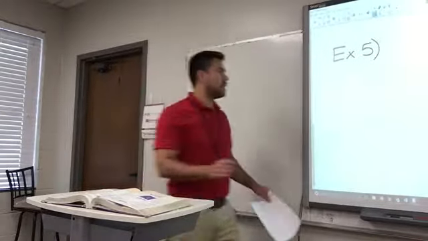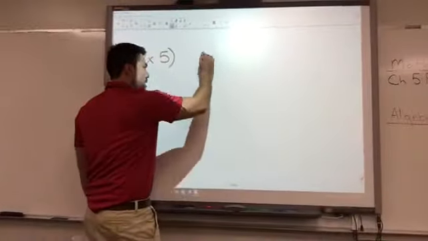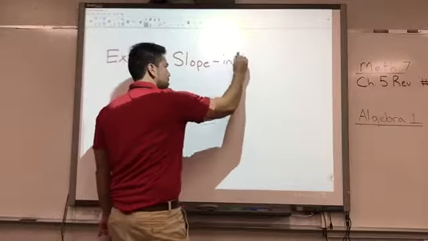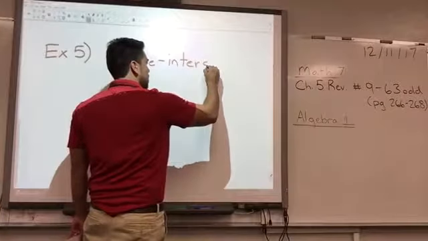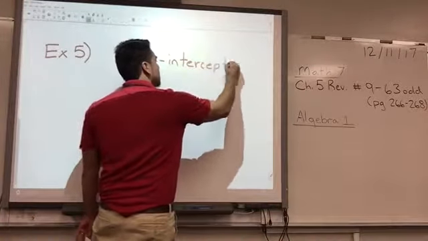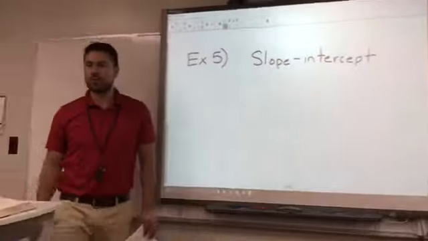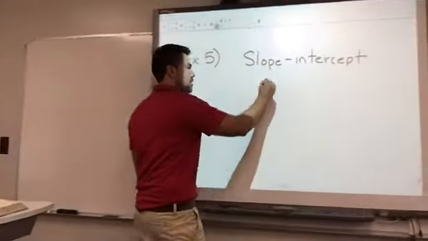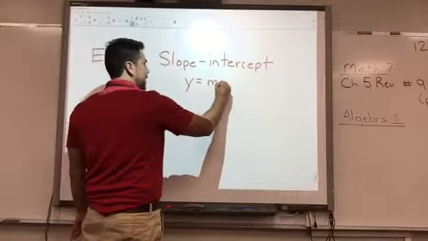Okay, so they give us a few pieces of info there. They want our answer to have the form of slope-intercept. And does anyone remember slope-intercept form, the general form? Eli? Y equals mx plus b.